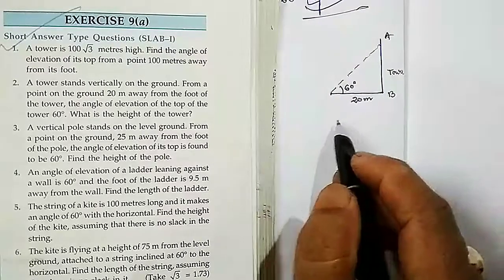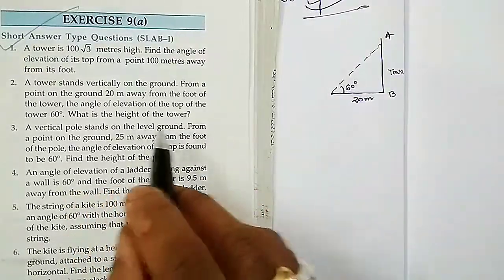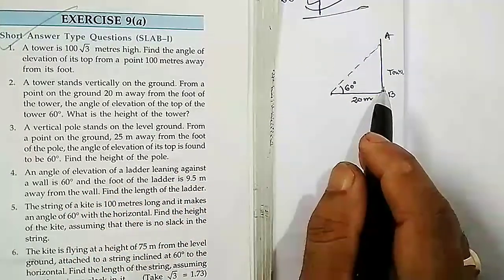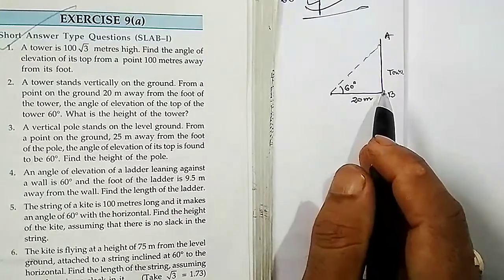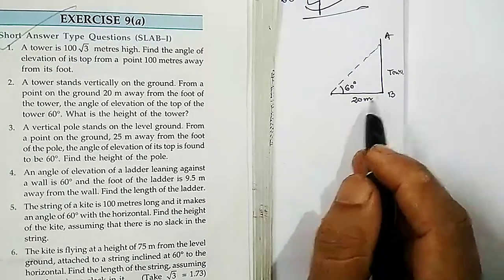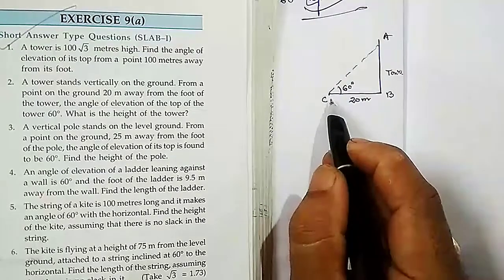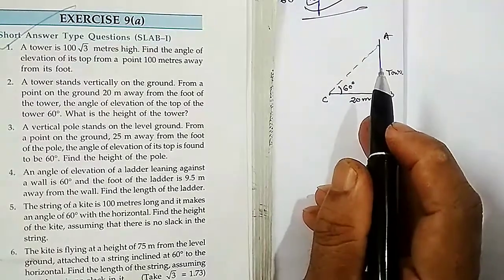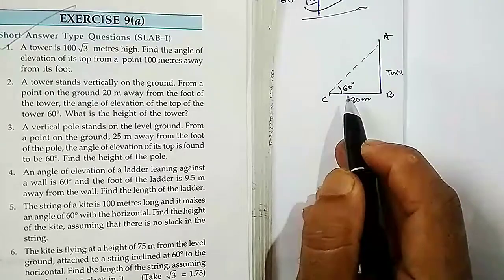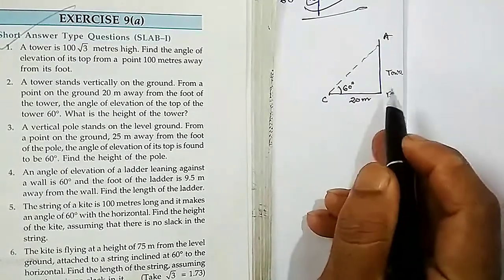What we have to find? We have to find the height of the tower. That means we have to find height AB. I think the question is clear. Here AB is a tower, and suppose C is the observation point, and from C, whenever we view the top of the tower, the angle of elevation is 60 degrees. We have to find the height of the tower.